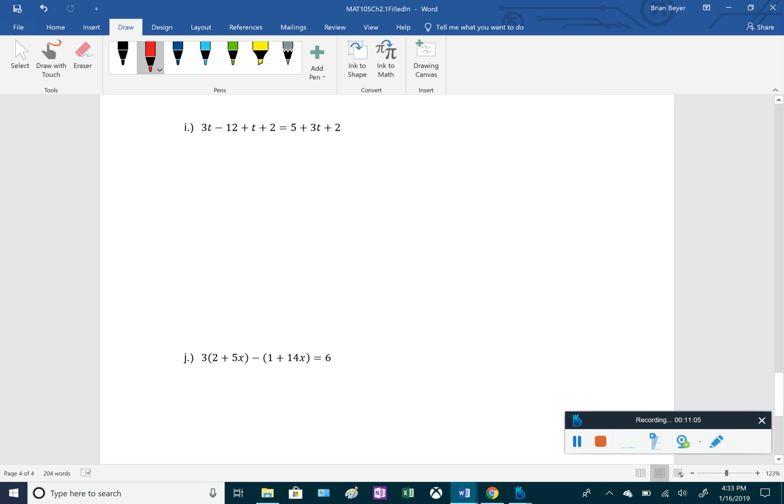Next one, a little bit more confusing here. So we have 3t minus 12 plus t plus 2 equals 5 plus 3t plus 2. So before we work with both sides of the equation, let's work with one side at a time and simplify it. So on the left-hand side, combine like terms. So we have 3t plus t, which is going to end up being 4t. And then we have negative 12 plus 2, which is negative 10.